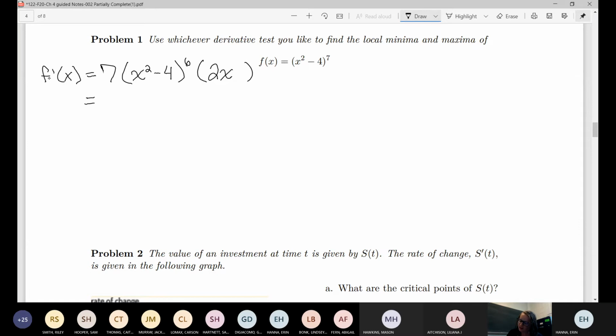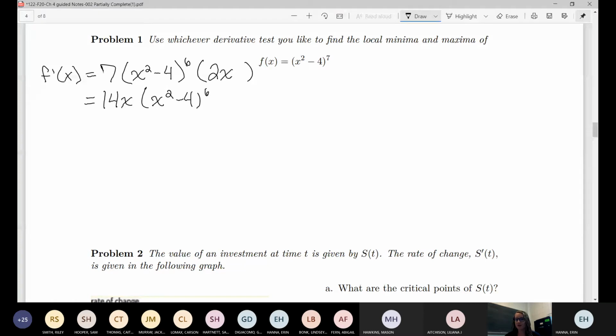While it's not really helpful for simplification on this one, I'm going to go ahead and multiply that 7 and the 2x to get 14x. It doesn't really help here like it did in the last one, but it just makes it look a tiny bit nicer. So there's our derivative.